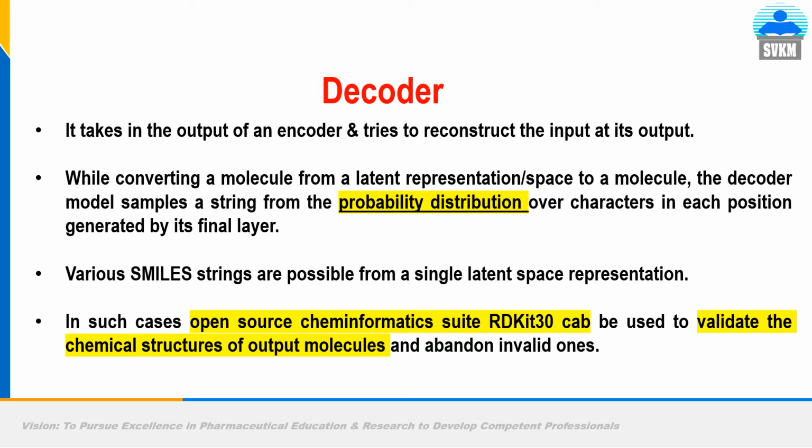From that distribution there will be sampling by the decoder and it will try to generate the same output as the input. So various SMILES strings are possible from a single latent space. You have a single latent space, and from this your decoder is generating various SMILES, that is molecules. So it is called a generative type of deep learning model. From those various outputs you can use RDKit to check whether the SMILES are chemically valid or not.